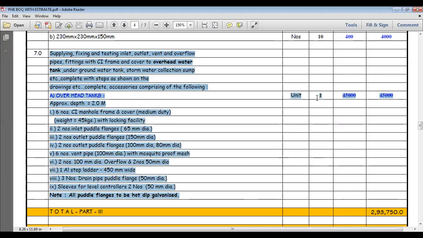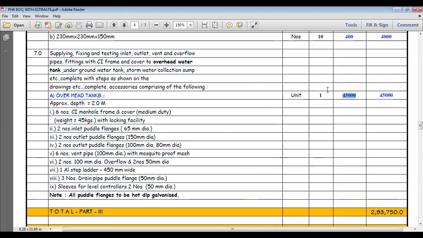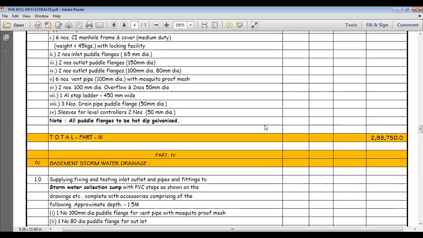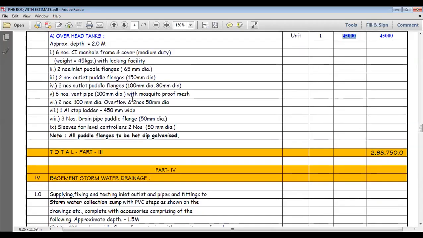These are the things, 1 unit is considered 1 set. So for 1 set, 45,000 they have put. That is the approximate rate only. The vendor will quote separately. All the things they will analyze, and they will quote some variable cost. So like that, this is the water supply unit. Drainage and the water supply we have completed.